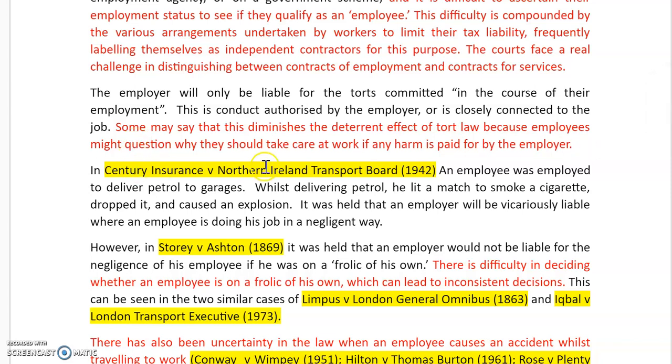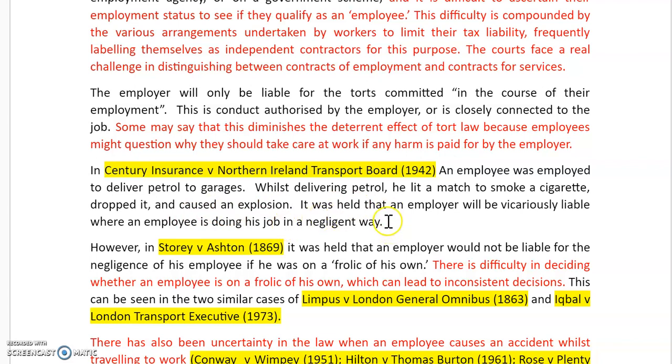Century Insurance in Northern Ireland is a nice case to talk about here, and this, if you recall, was where an employee was delivering petrol and he actually lit a match to smoke a cigarette at a petrol station, which caused an explosion, and it was held that the employer was still vicariously liable because the employee was doing his job in a negligent way.